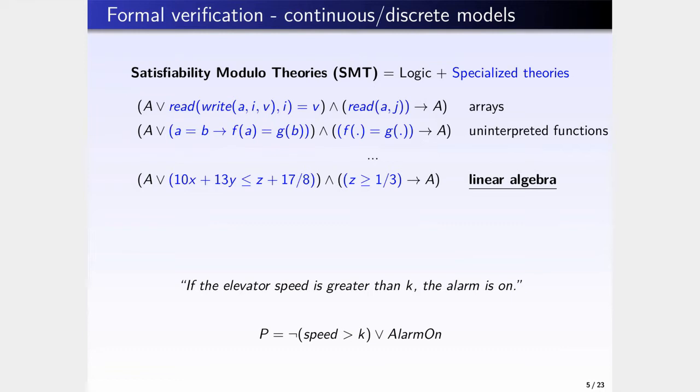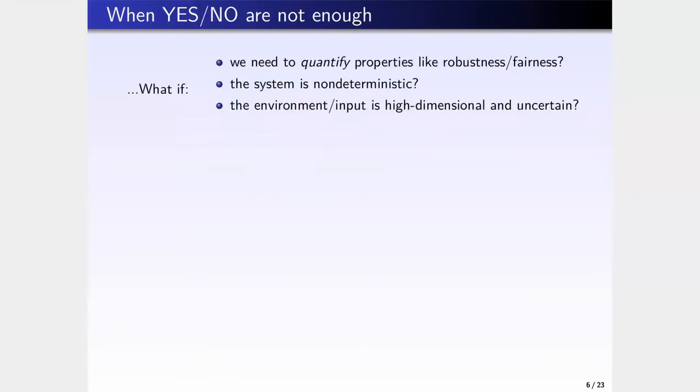to theories other than purely logical ones. So theories like bit vectors, equality over uninterpreted functions, and of course also algebra, right? This basically enabled the verification of even larger classes of systems, even continuous ones, and enabled us to verify properties like, if the elevator speed is greater than a certain threshold, the alarm should be on. All good until now.